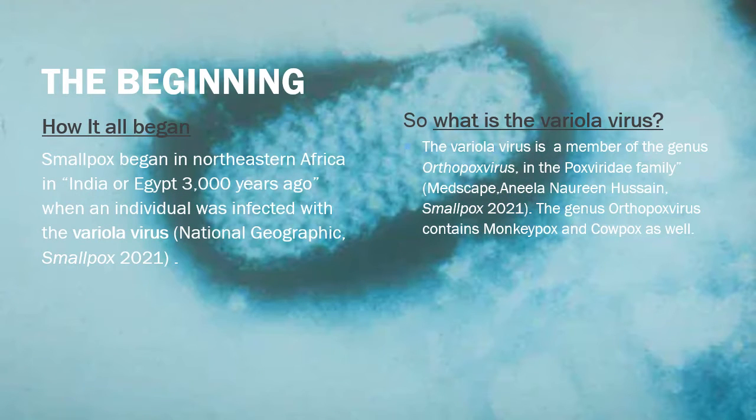So let's start from the beginning, talking about what causes smallpox, which is the variola virus. So the variola virus is a member of the genus Orthopoxvirus in the Poxviridae family. Now the genus Orthopoxvirus might sound familiar to you because it also contains the diseases monkeypox and cowpox as well. And this virus was introduced 3,000 years ago in Egypt or India when an individual came into contact with someone or something that was holding the variola virus.